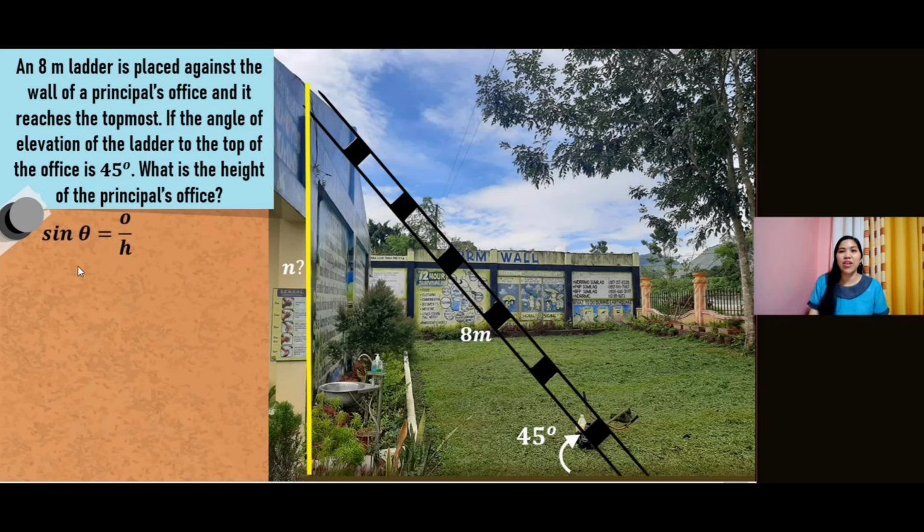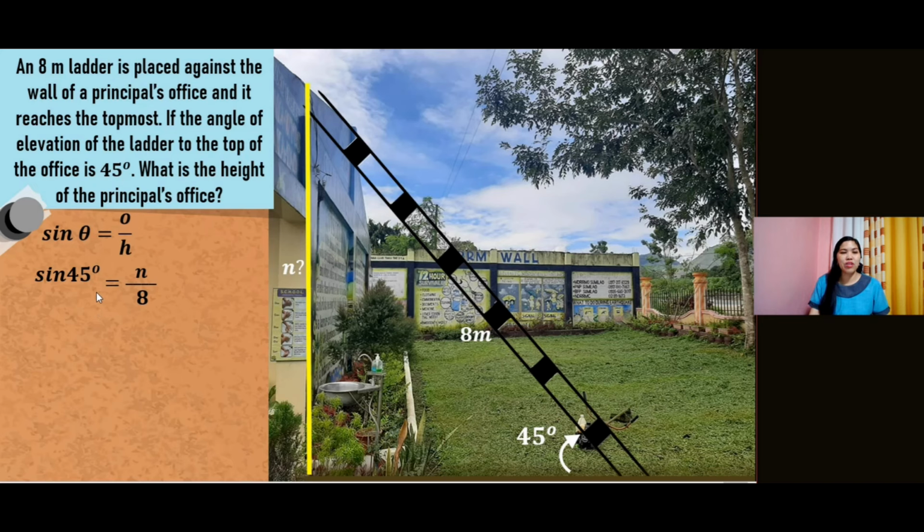So we know sine ratio is equal to opposite over your hypotenuse. Now, since we let this angle be our angle of reference, we replace our theta here with 45 degrees. So you have now sine of 45 degrees is equal to opposite. That is your side n, which is the height of your principal's office. So you have here n over your hypotenuse, which is 8 m. So let's now solve for the value of your n.